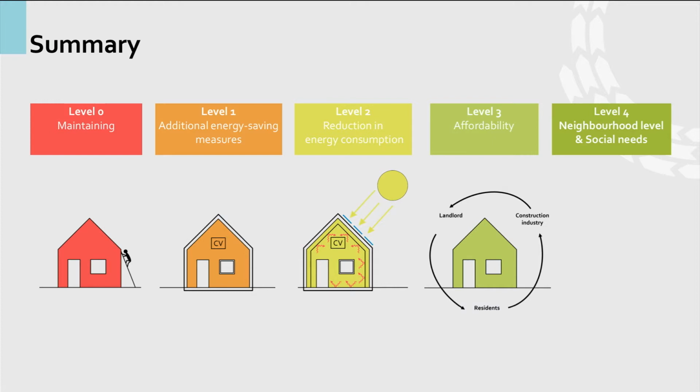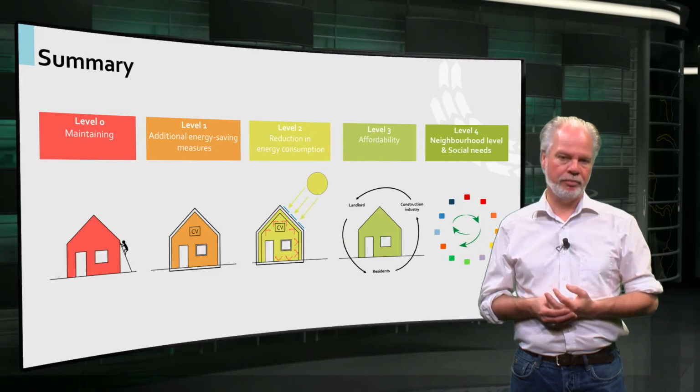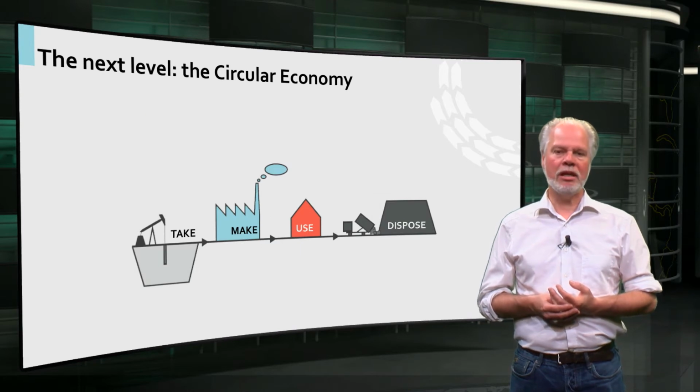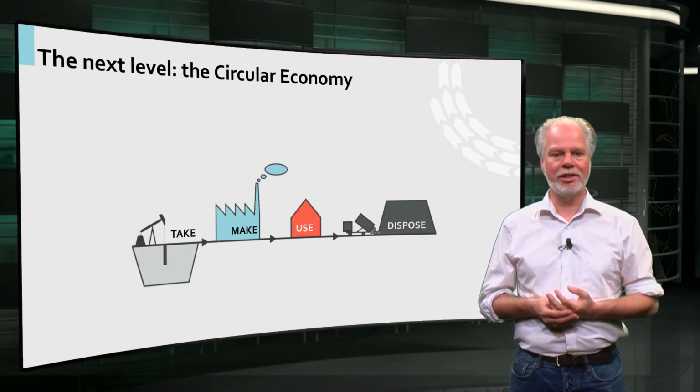For level 3, the measures applied must be financially attractive for residents as well as for the landlord and the construction industry parties. Level 3 thus includes a sound business model. Level 4 builds on that by going beyond the level of the individual dwelling and by focusing on a neighborhood level and including a social perspective. Ambition level 4 is not the final station for sustainable housing management.